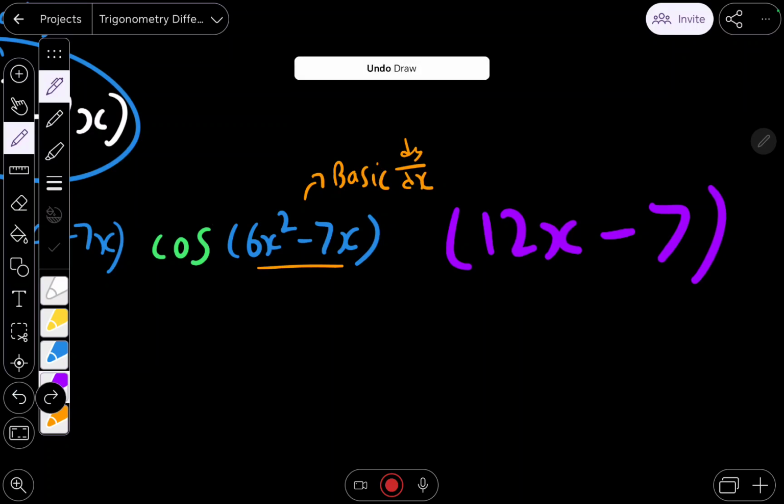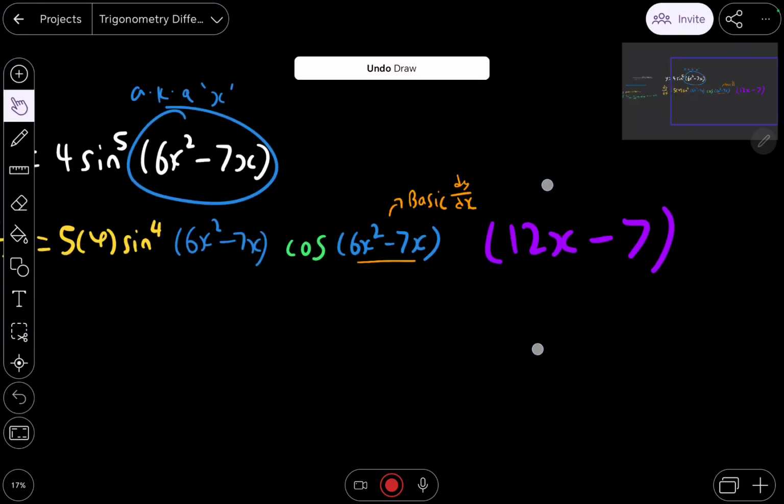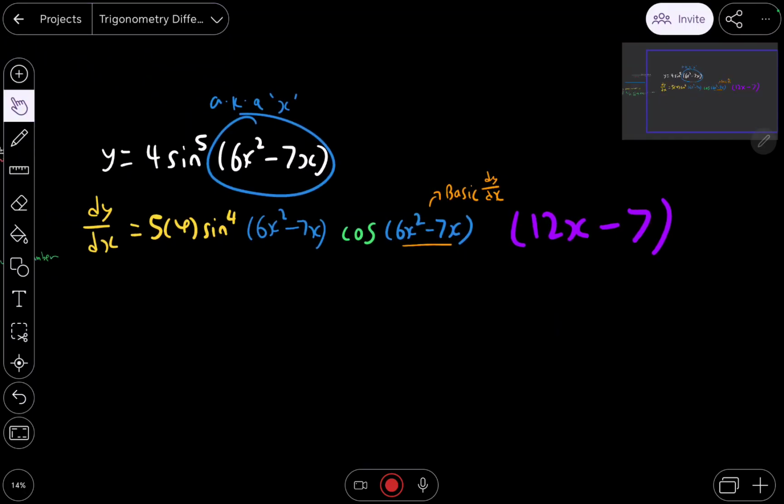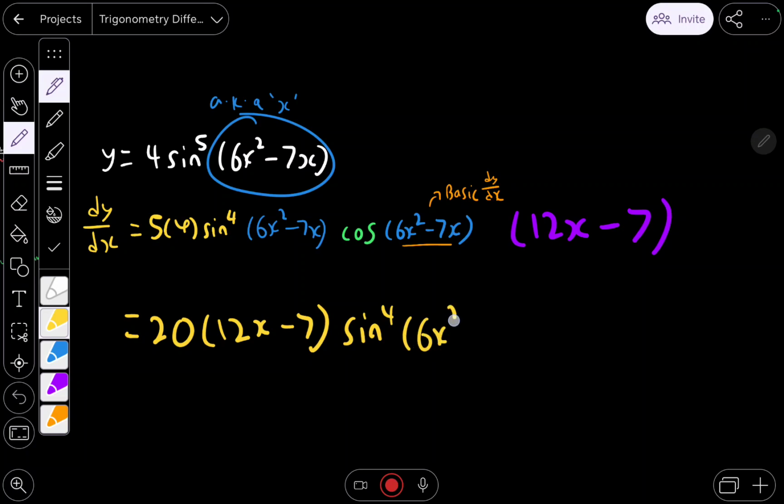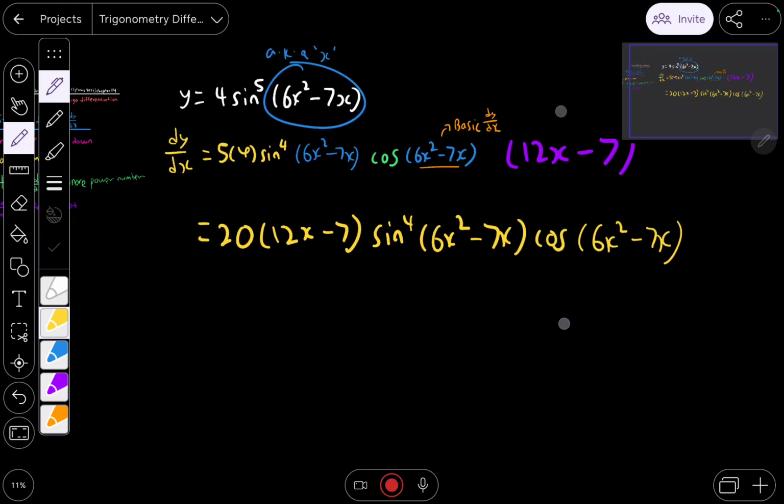Alright? So now I will start to simplify. So when I simplify, I will get a 20 bracket 12x minus 7, sine to the power of 4, 6x squared minus 7x, cosine 6x squared minus 7x. I'm going to write the answer in 3 different ways. Either way, doesn't matter. Alright?